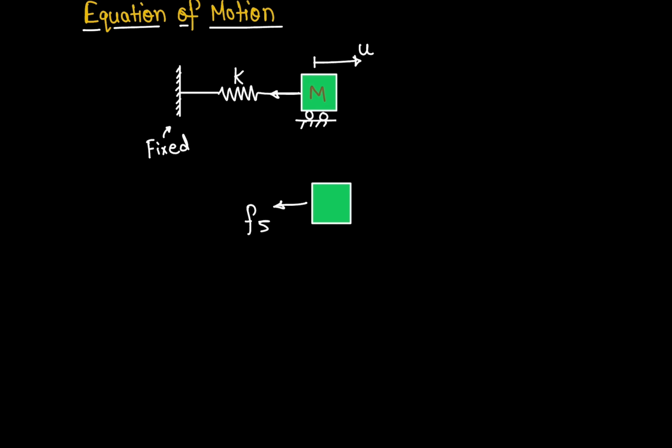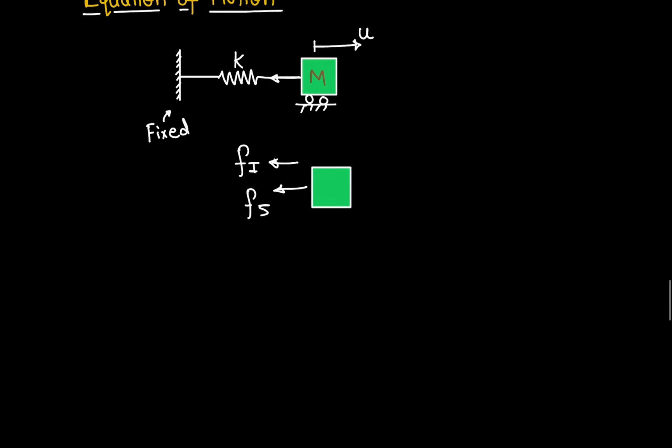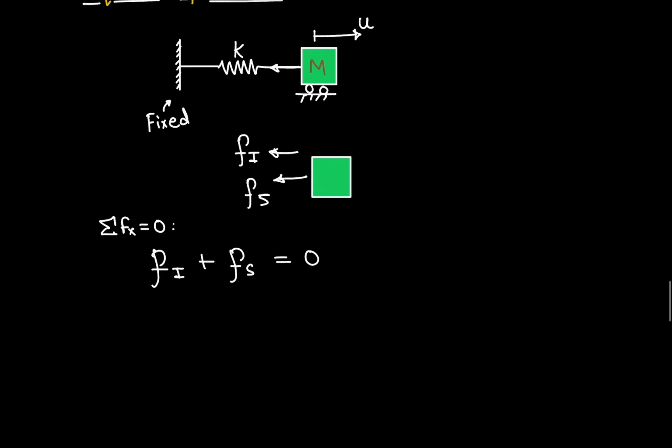Then if the body is moving towards positive U, we would have the inertia of body acting in the opposite direction, that is force of inertia due to D'Alembert's principle. And hence from this free body diagram we can say that force of inertia plus force of spring is equal to 0, where I basically did summation Fx, summation of forces in x direction, is equal to 0.